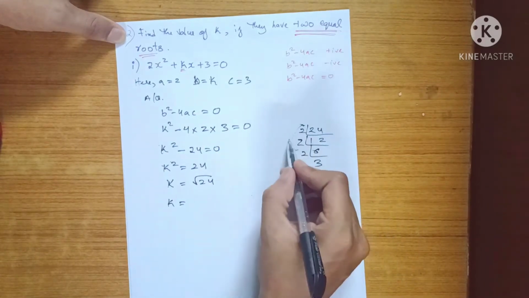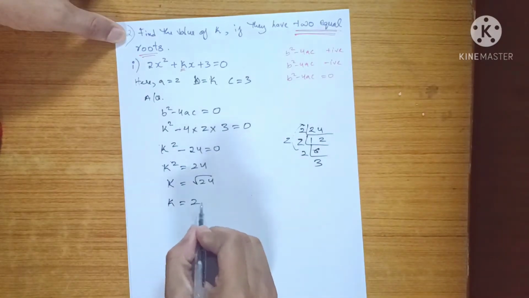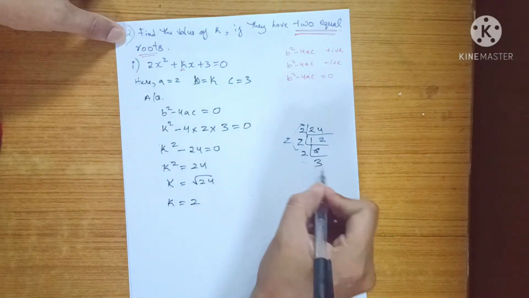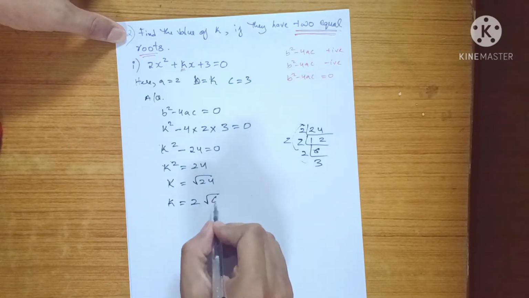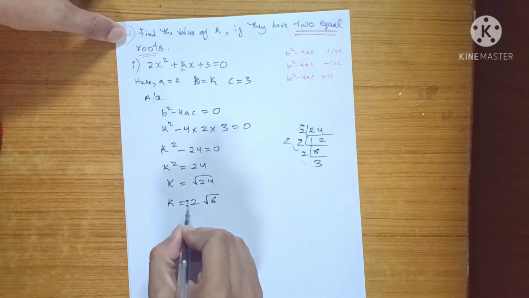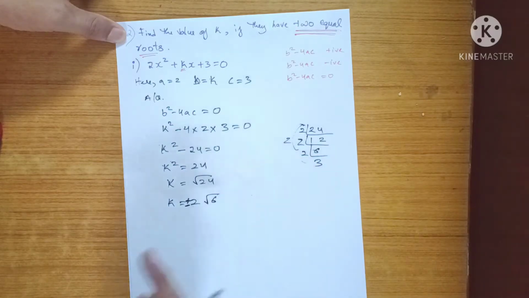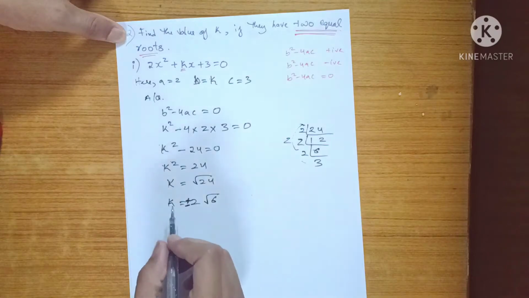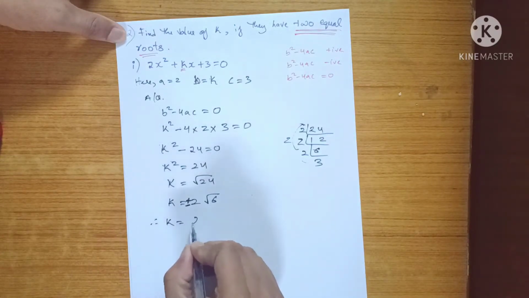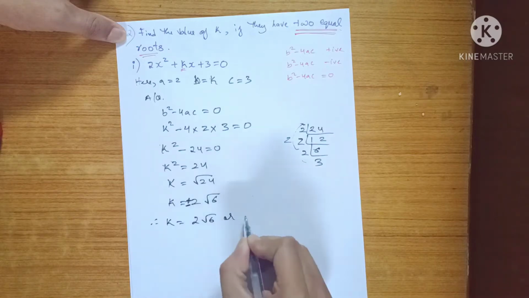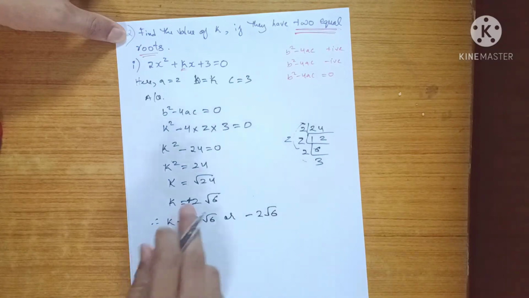So 2 into 2 is a pair, so we can take 2 out, and then 2 and 3 have no pairs, so 3 into 2 is 6. So plus minus, because we are removing the root. A pair of 2 is coming out, so plus minus. Therefore k equals 2 root 6 or minus 2 root 6. This is plus minus 2 root 6.